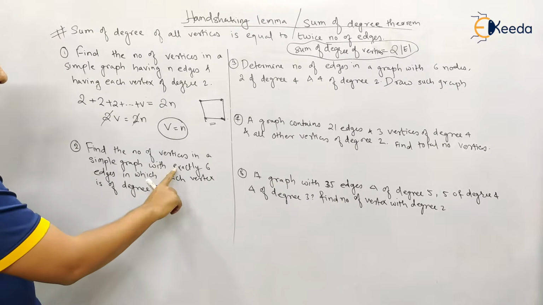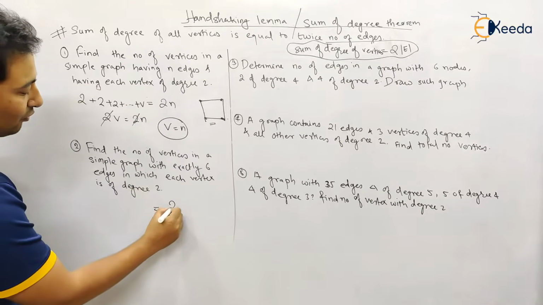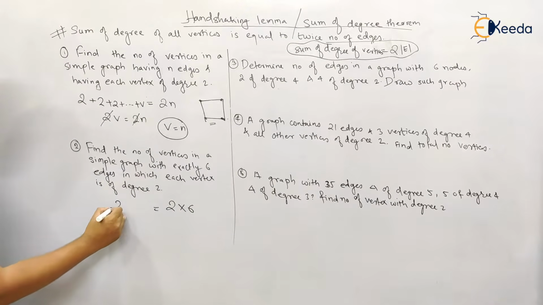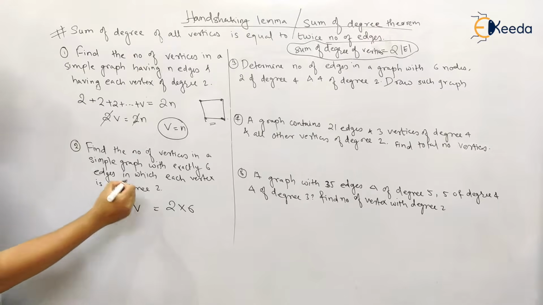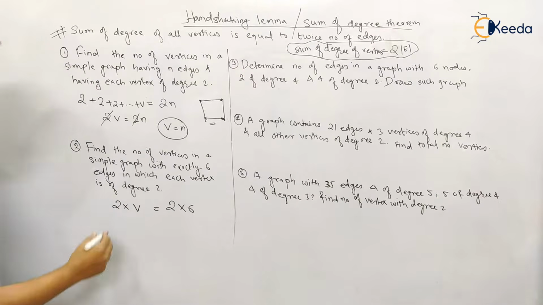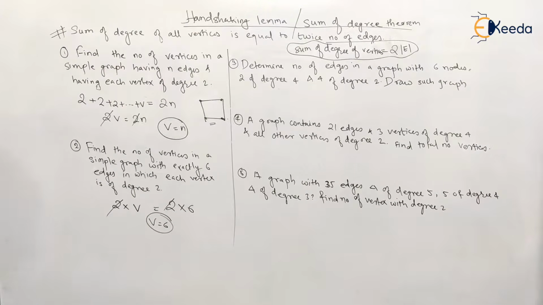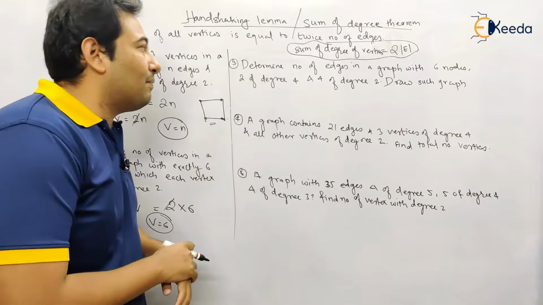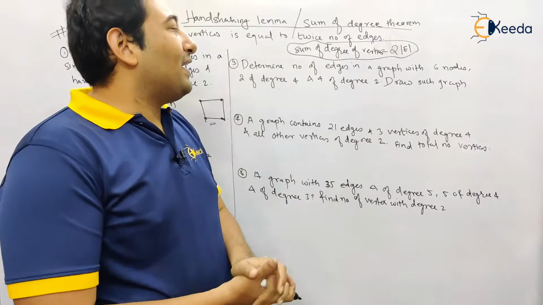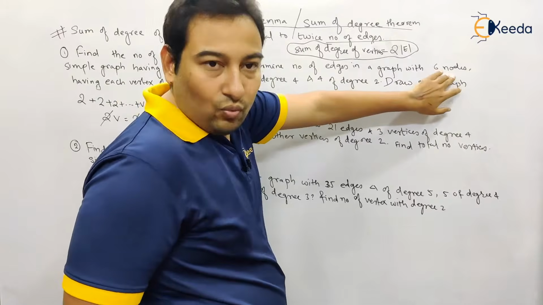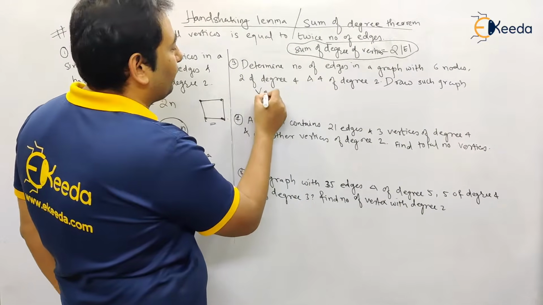Again the same thing. Exactly 6 edges means 2 into 6. Each vertex is of degree 2. So 2 into v, where we assume the number of vertices is v, equals 2 into 6. So v is equal to 6. So this is your required solution. Let us move on. Let us discuss the next example. Determine the number of edges in a graph with 6 nodes. So there are 6 vertices first of all.